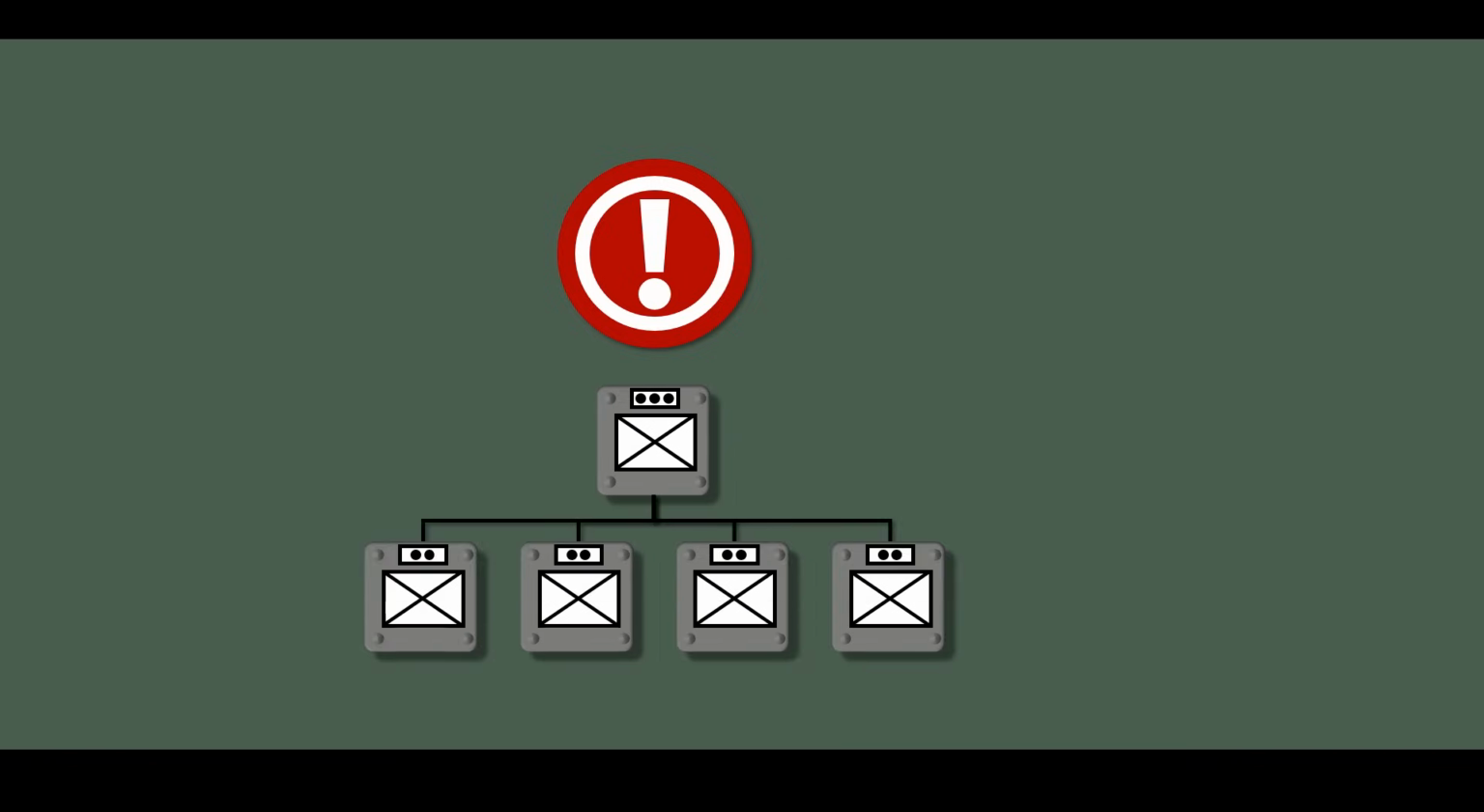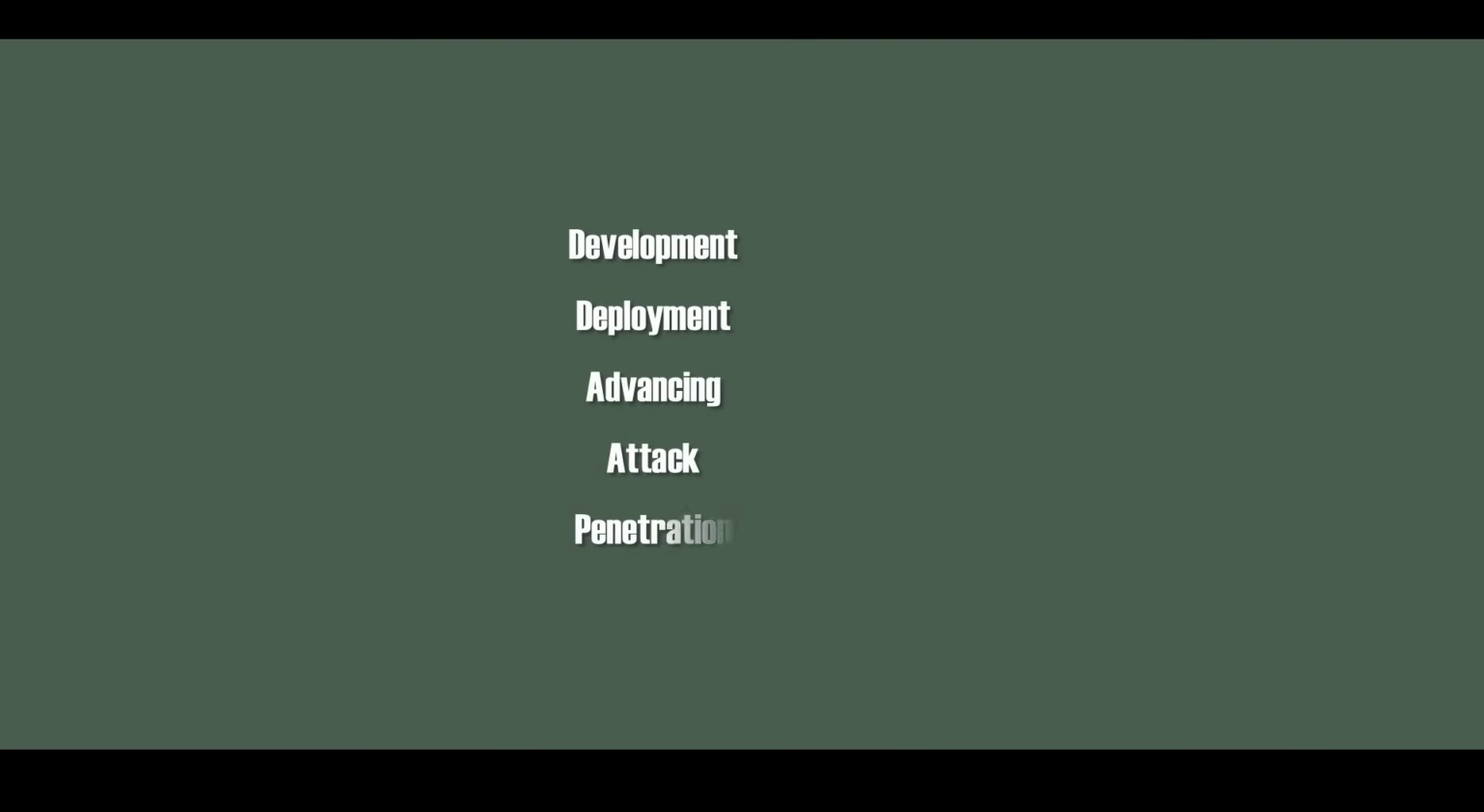Now let's take a look at the squad in offensive actions. It is very important to note that the squad in offensive combat would not act alone, but as an element of its platoon. Note that each platoon contained usually four squads. So let's look at the different stages of offensive combat. The stages are as follows: development, deployment, advancing, attack, and penetration.